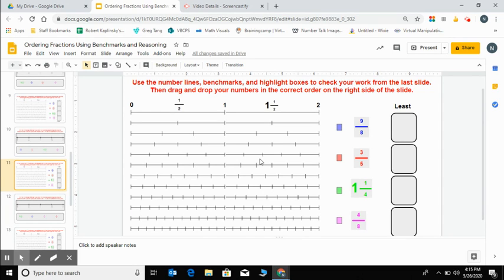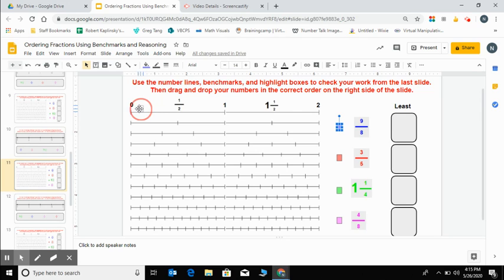All right, so 9/8. Let's talk about this. Well, 9/8, I already know it's more than one whole since it's an improper fraction, or a fraction greater than 1. I know it's greater than 1 because I know 8/8 equals 1 whole, and I have 9/8, so I have an extra eighth. So I'm going to use this blue box to model 9/8 on my number line.